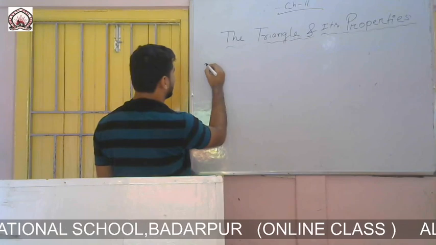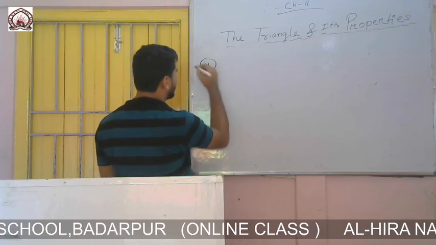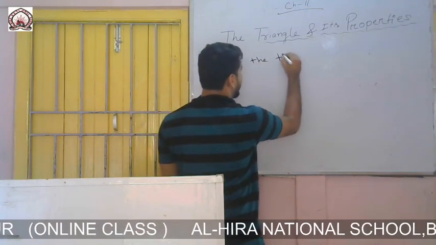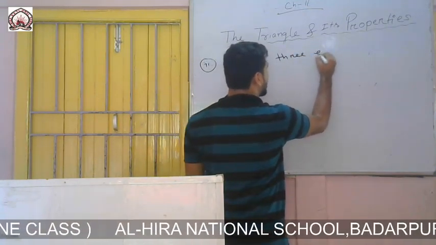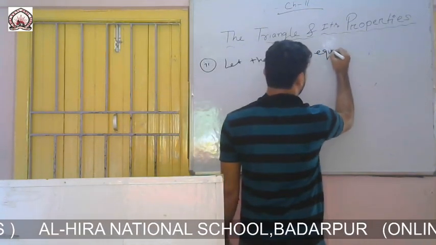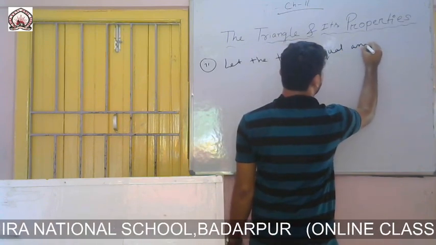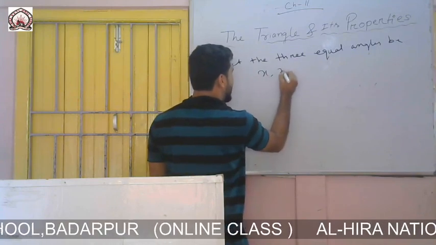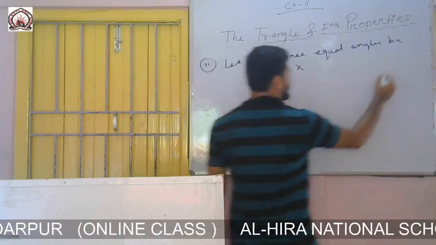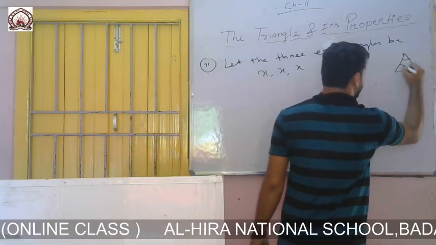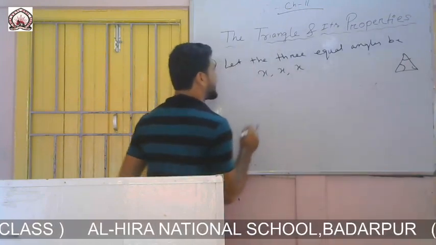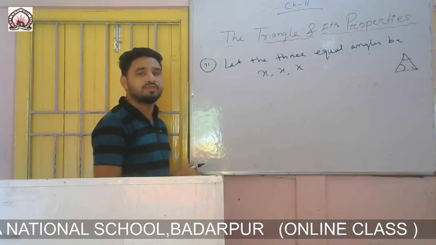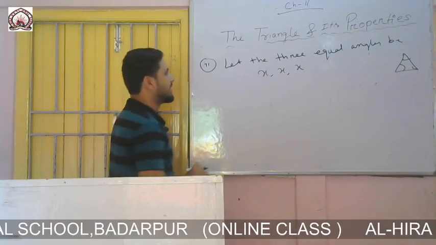Number 2, let the three equal angles be x, x, x, because as I said earlier, all the three angles are equal. So for that reason, if I take one angle x, then the other two will also be x, because all the three angles are equal.